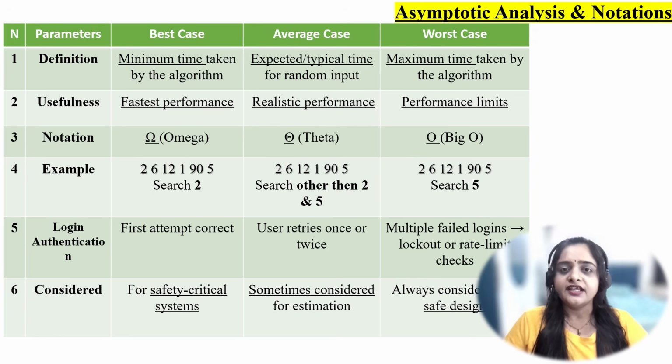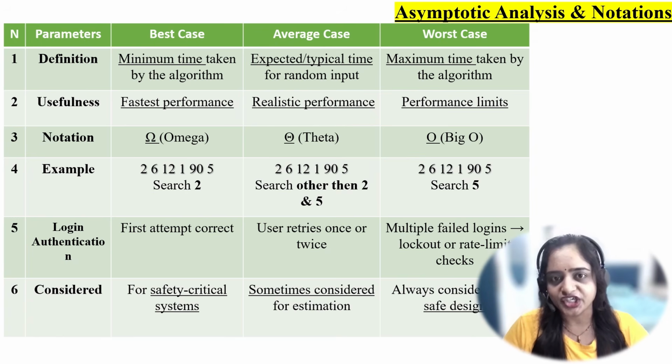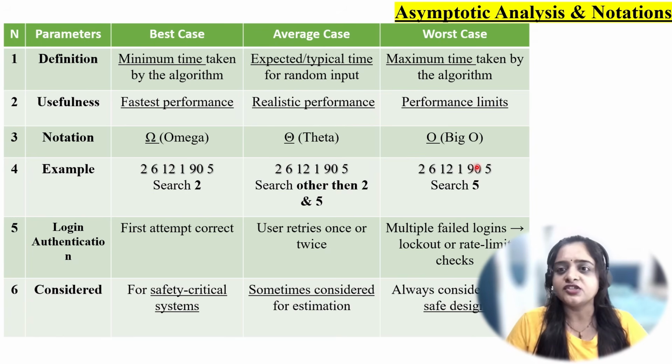Similarly, if you want to calculate how much time is required for executing your program, for that purpose we use different notations, which are called asymptotic notations. Notations like omega, theta and big O. Similarly, how much time is required to execute your particular program, we can analyze using three parts: best case, average case and worst case.